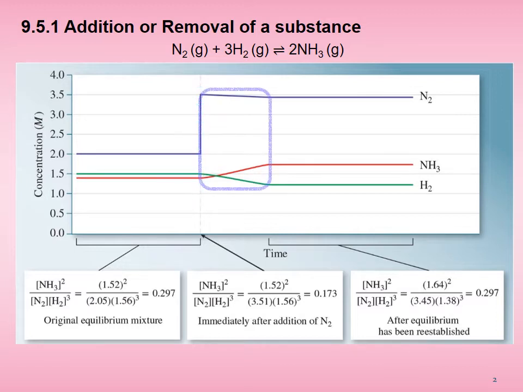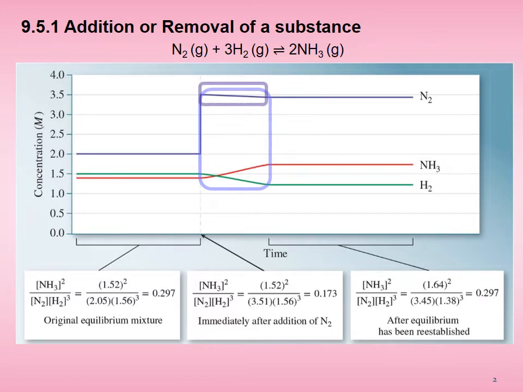At the third stage, the system is reeling from shock. Instinctively, the upset system feels the need to oppose the change. But what is the change or stress applied? It is an increase in the concentration of N2. What does oppose mean? It means to do the opposite of something. The system fights back by doing the opposite, that is, to decrease the concentration of N2.